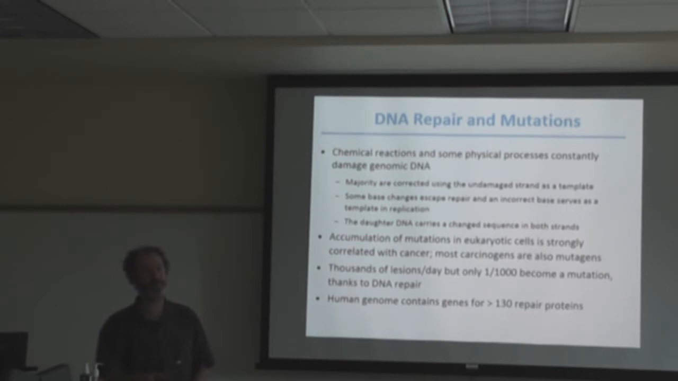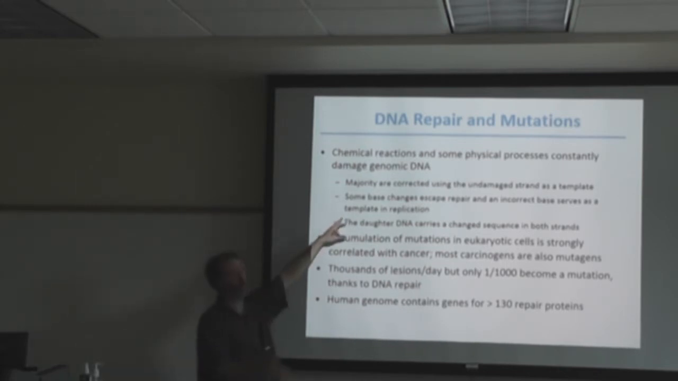If that mutation is favored, if it's a good mutation, which the majority of them are not, the organism carrying that mutation might have an evolutionary advantage, so be more likely to have children and pass that on. But this is only if those mutations are in the germ tissue, not just somatic tissue. The daughter DNA carries a changed sequence in both strands.